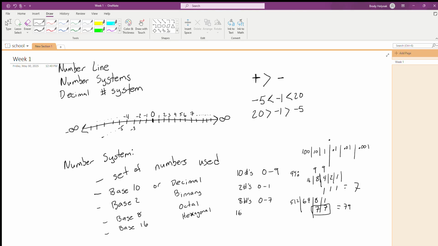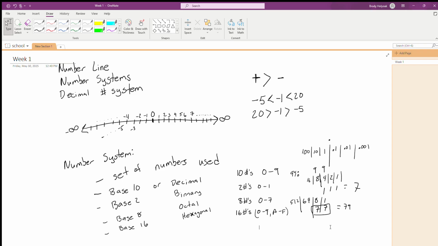Hexadecimal is going to be 16 numbers. We have 0 through 9, but then we also have A through F. So I know letters are not numbers, but in this case we're using them as numbers and defining them as such.